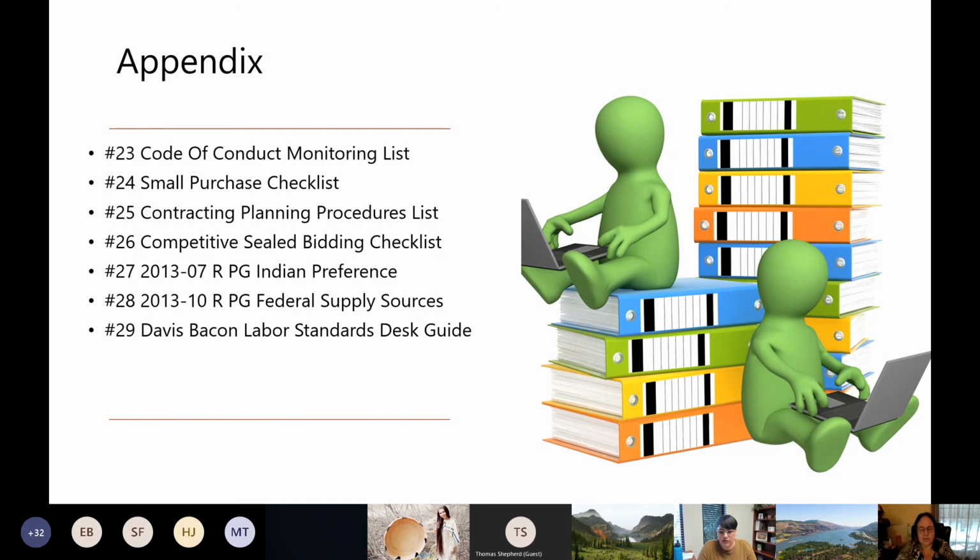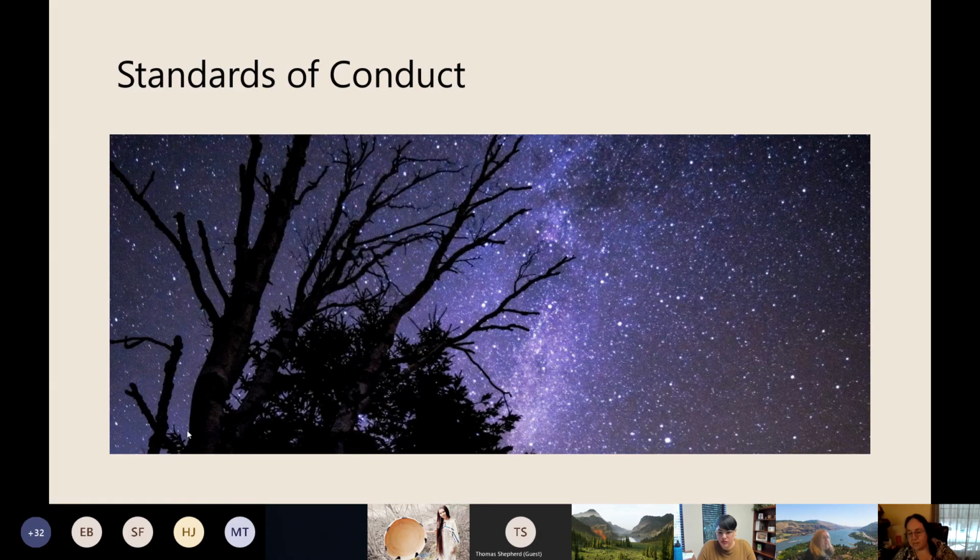And Davis-Bacon. This one is an actual older document, but sometimes we'll go 20 years without them updating a document. And this is one of the times where there's not really a lot of new information on it, but we need to make sure that we know about Davis-Bacon.